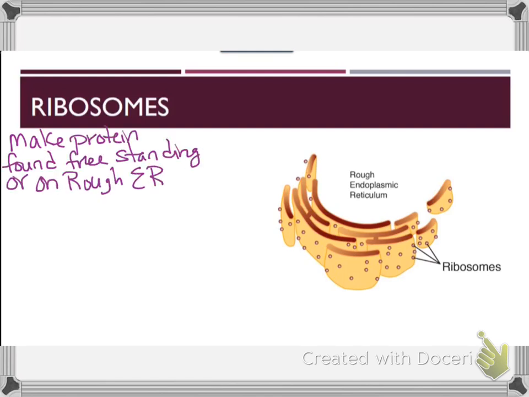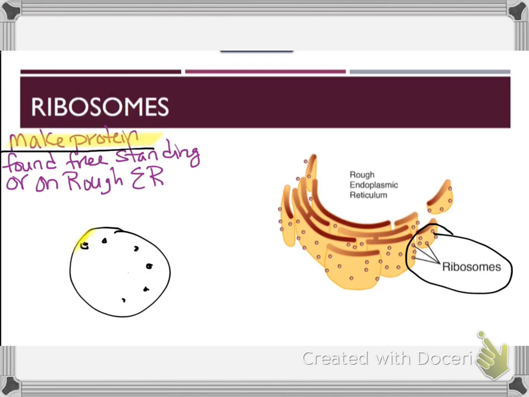Your next term is ribosomes. Ribosomes' job is to make proteins. They are found in 2 places. Freestanding around a cell, like little dots, or, as in this picture, the dots on the rough ER, and we're going to talk about that in a minute.